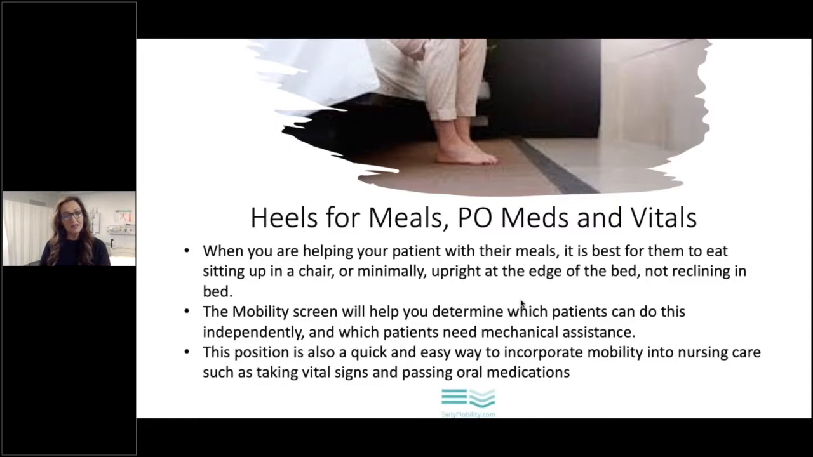Or when it's meal time, lunch will be in at 11:30. I'd like you to sit up at the edge of the bed for that. Remember, level 2, 3, and 4 can all do that without any help. Your level 1 patients may require assistance to do that.